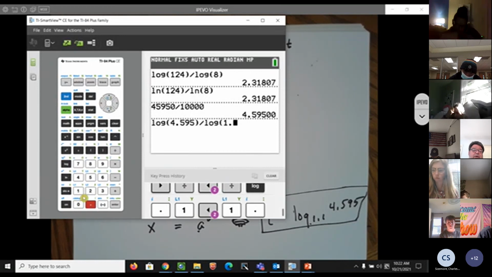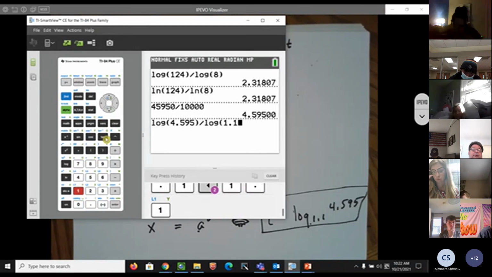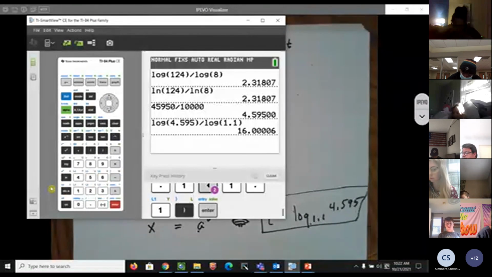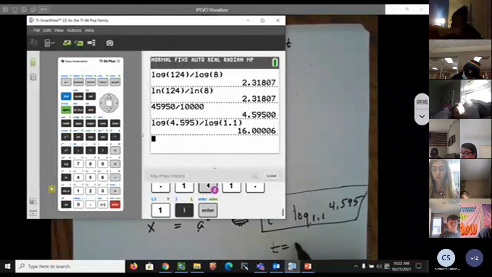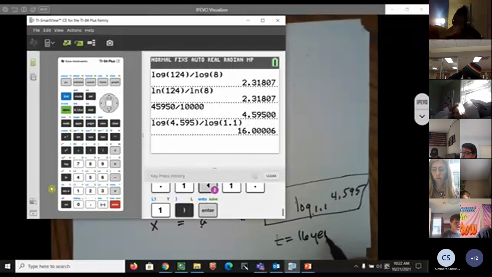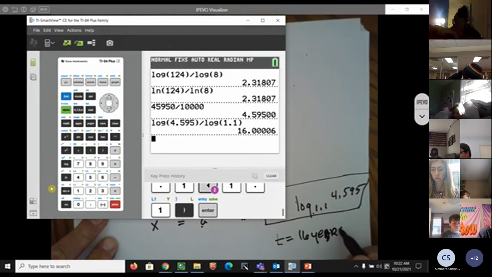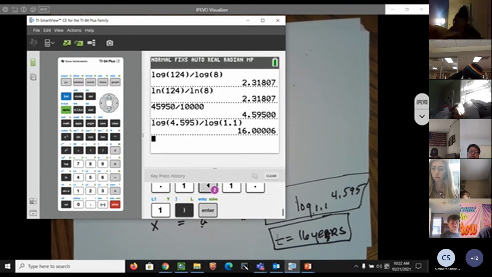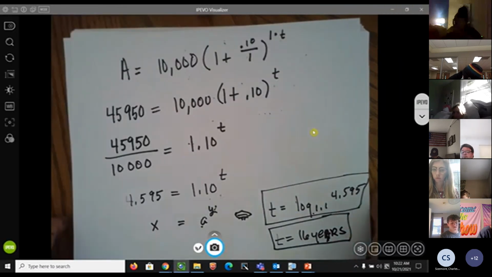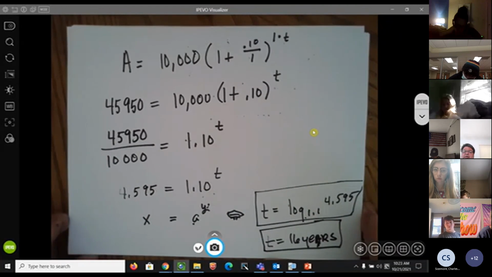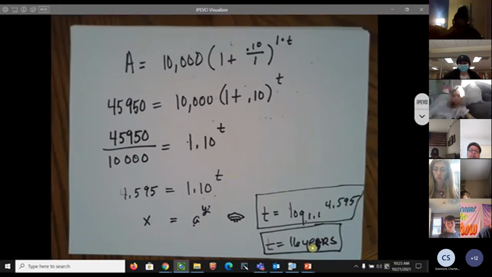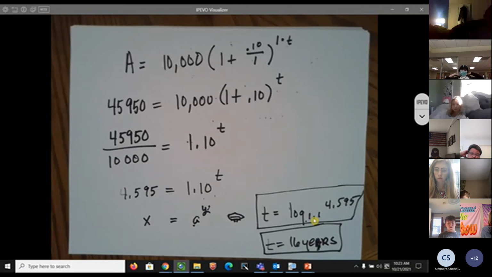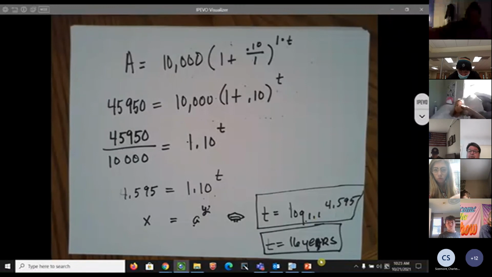Y'all ever tried to work a calculator with a mouse? It's not fun. 16 years. T is equal to 16 years. And yes, that is a test question. So see how long it takes you to get a retirement?